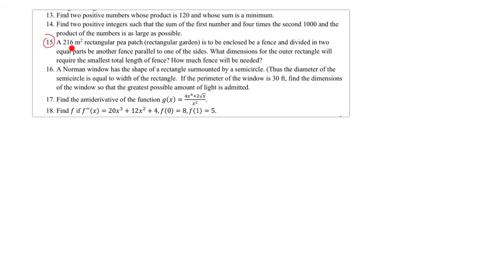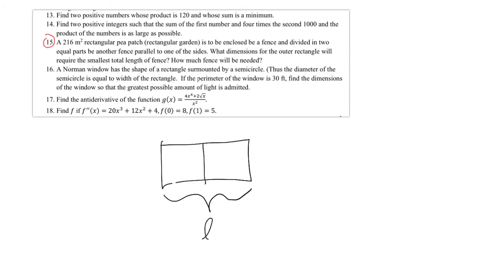Okay, a 216 meter squared rectangular garden is to be enclosed by a fence and divided into 2 equal parts by another fence parallel to one of the sides. What dimensions for the outer rectangle will require the smallest length of fence? So first, it's going to be good to draw it. Now, it probably looks something like this, I guess. And we know that, if we take this into account, that's the entire length and that's the entire width. I'm going to make that capital, actually.